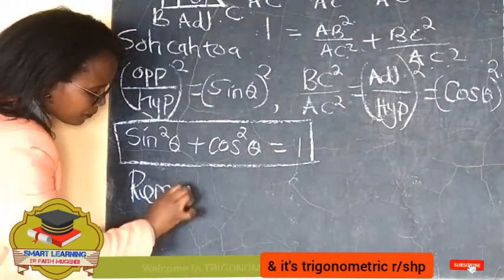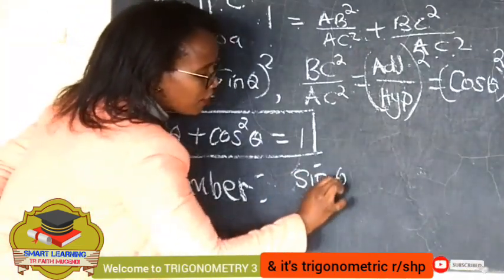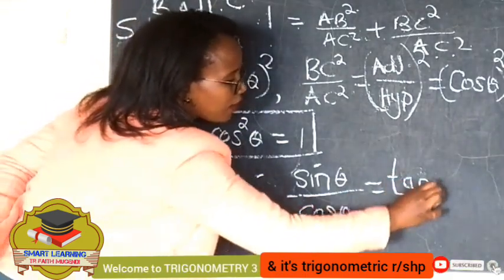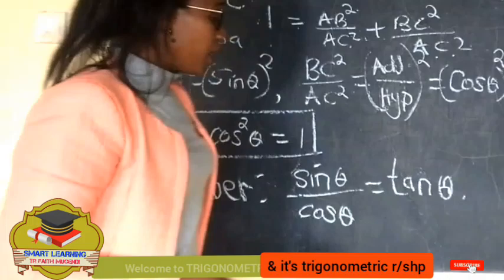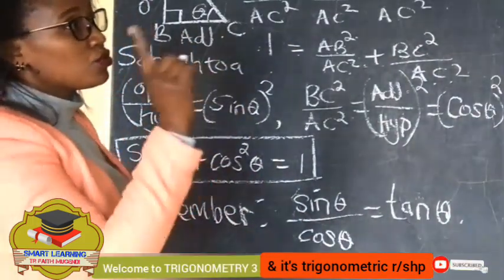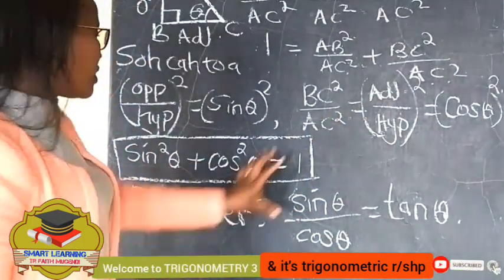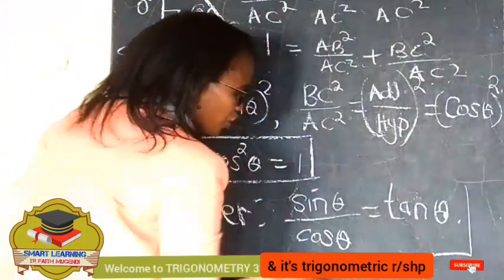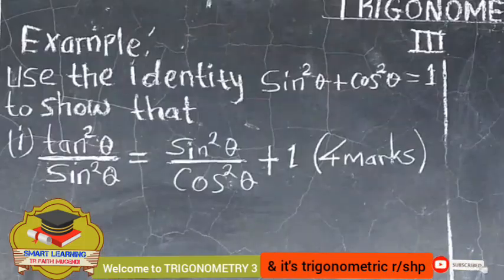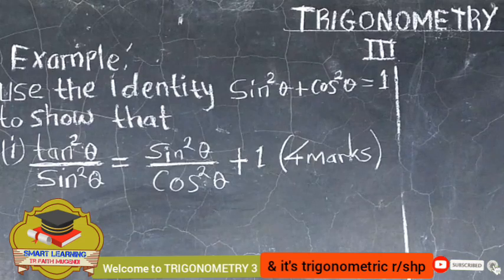Remember that sine theta over cos theta is equivalent to tan theta. I have shown this in the tutorials that I have done on trigonometry 1 and 2, so I'm not going to explain much on this. So these two relationships here are going to help us to solve that equation. And with this in mind, acquiring these forms is going to be very easy.